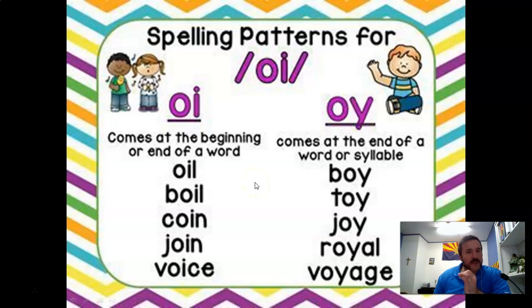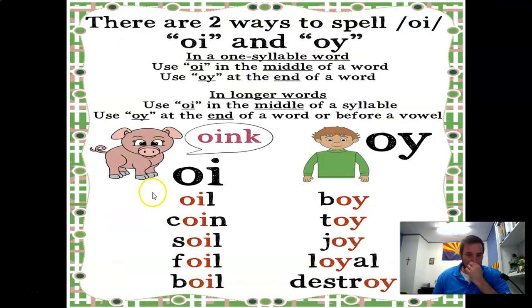Now, most of the time they follow rules. Not every time, but most of the time you have OI at the beginning of a word. And most of the time OY is at the end of a word or at the end of a syllable. Now, in the middle also is OI. So if you notice again here, OI usually comes at the beginning or the middle most of the time, unless it's OY at the end of a word or at the end of a syllable.